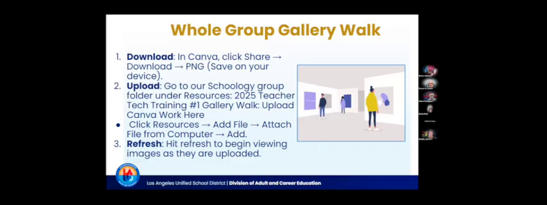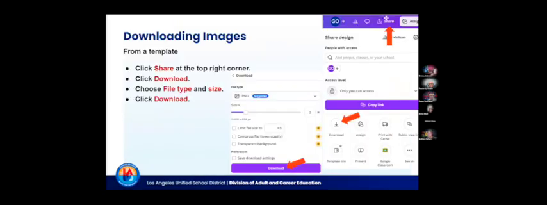So again, if you're on Canva, you're going to click on share up here. You're going to select PNG. You're going to hit download, and that'll download it to your desktop. And then what Bob just did, Bob just shared a link to this page here. This is our Schoology group. There's a folder, 2025 Teacher Tech Training, #1 Gallery Walk, Upload Canva work here. You're going to click on Add Resources. You're going to click on Add File. And again, you're going to attach that image that more than likely is in your downloads or your desktop. You're going to upload that here to the folder.